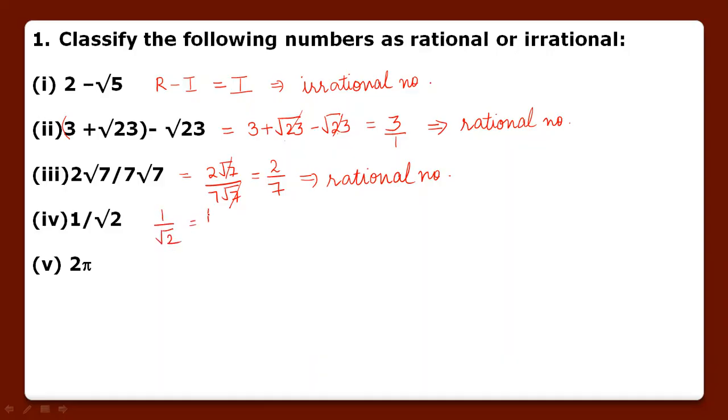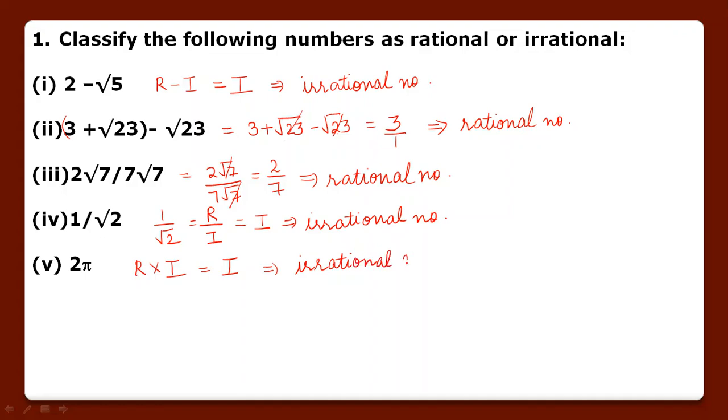Fourth part, 1 upon root 2. We know 1 is a rational number, root 2 is an irrational number. When we divide them, we'll always get an irrational number, because we have studied that whenever we divide a rational number by an irrational number, our answer will always be an irrational number. Last part, 2 pi. 2 is a rational number into pi, that is an irrational number. Our answer will always be an irrational number. So again this part is irrational number.